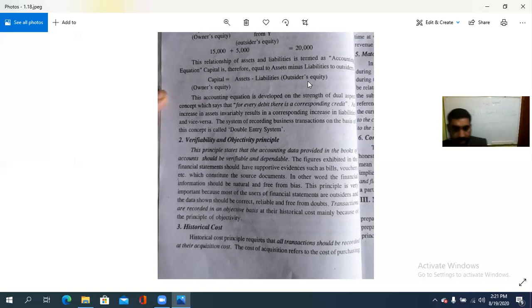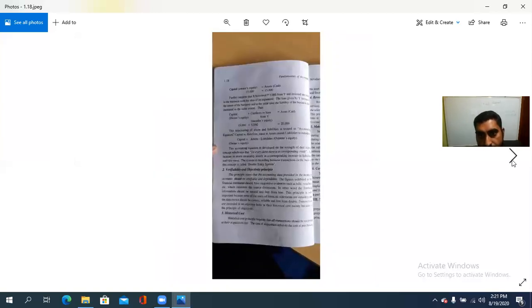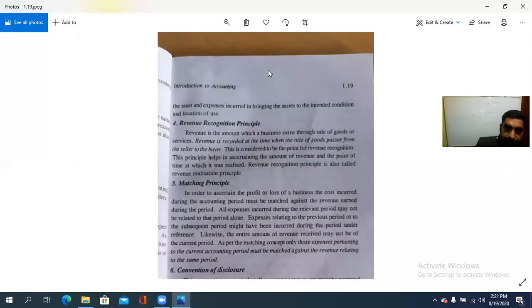should be recorded. The cost of acquisition refers to the cost of purchasing the asset and expenses incurred in bringing the asset to the intended condition and the location of use. So at what cost or acquisition cost it is acquired or incurred, that cost should be recorded. ആ ഒരു കോസ്റ്റ് മാത്രമാണ് റെക്കോർഡ് ചെയ്യുന്നത്. സോ അസറ്റ് പർച്ചേസ് ചെയ്യുന്നതിനും എക്സ്പെൻഡിച്ചർ ഇൻകർ ചെയ്യുന്നതിനും ഒക്കെ എന്ത് എക്സ്പെൻഡിച്ചർ വരുമോ അതാണ് അവിടെ എടുക്കുന്നത്. അതുകൊണ്ടാണ് ഇത് ഹിസ്റ്റോറിക്കൽ കോസ്റ്റ് എന്ന് പറയുന്നത്.